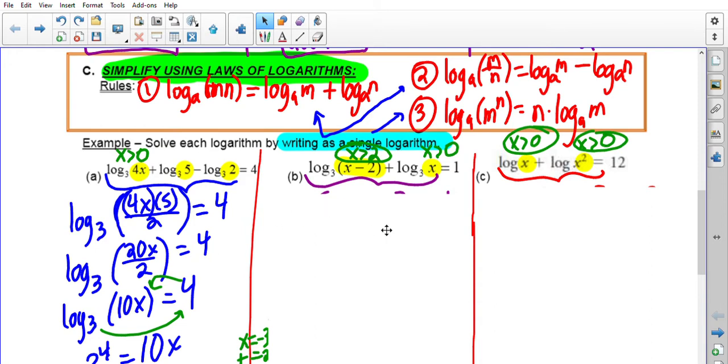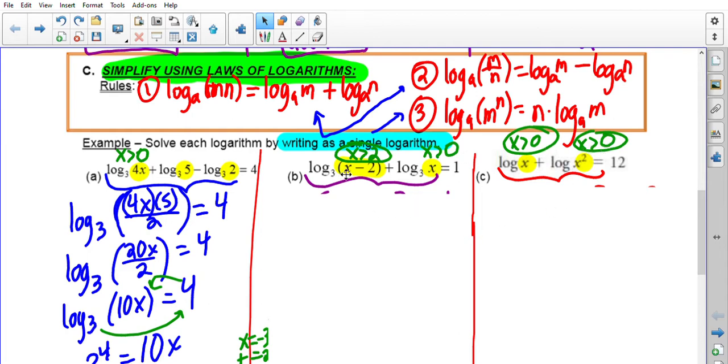All right, part B. We've got log of x minus 2 to the base 3 plus log of x to the base 3 equals 1. So we're going to have to combine this left side. They have the same base. Before we begin, I'm telling myself that x minus 2 must be greater than 0, which means x must be greater than 2. And x is on its own here, so x must be greater than 0. So some restrictions to keep in mind. I advise you to always do your restrictions first.